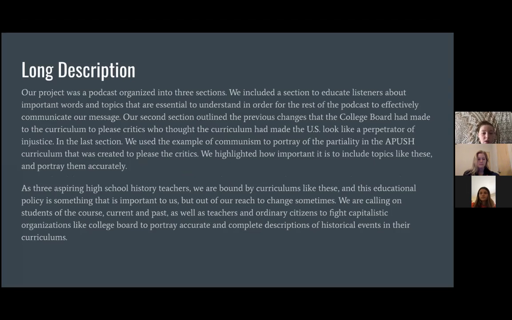And the last section we used the example of communism to portray the partiality in the APUSH curriculum that was created to please critics. We highlighted how important it is to include topics like these and portray them accurately in order for APUSH to effectively educate students. And since we're all 3 aspiring history teachers, we're bound by curriculums like these, and this educational policy is something that is very important to us, and it can be out of our reach to change.